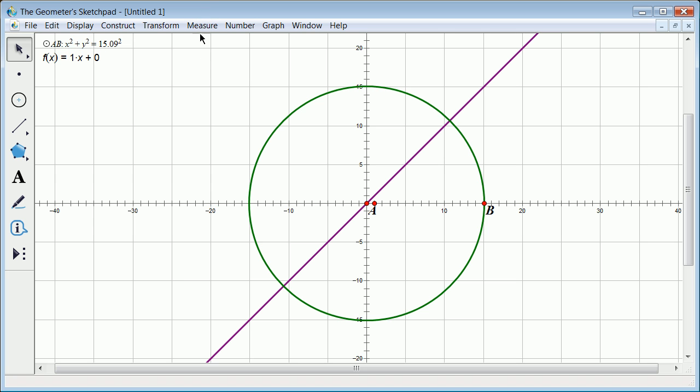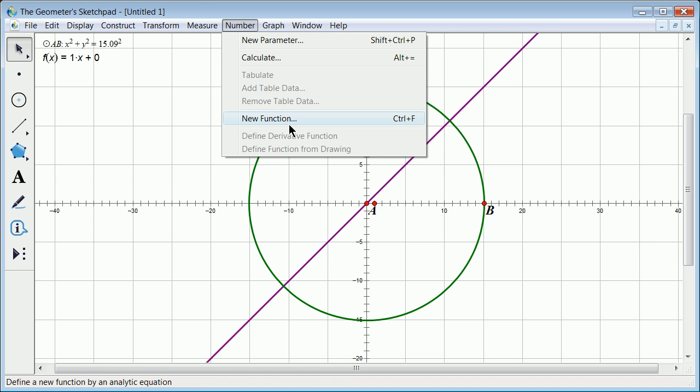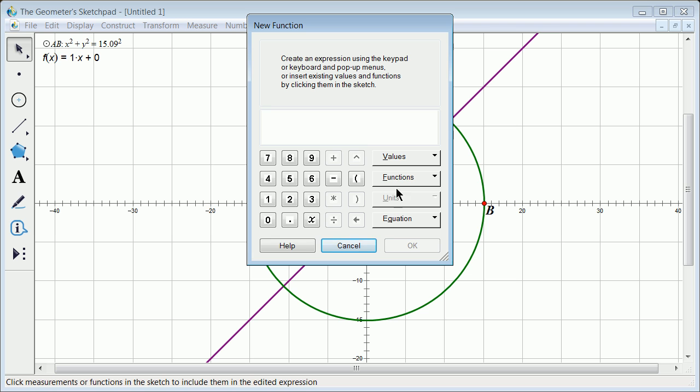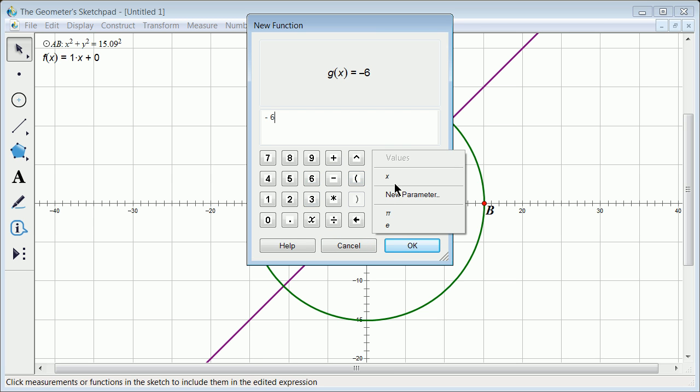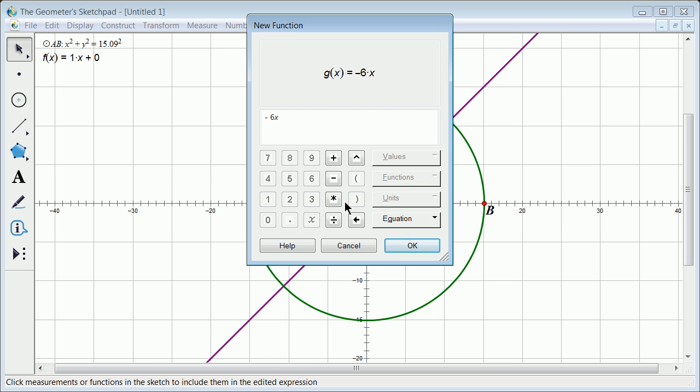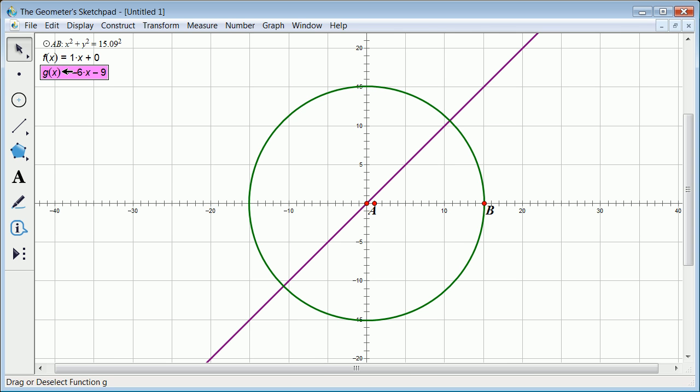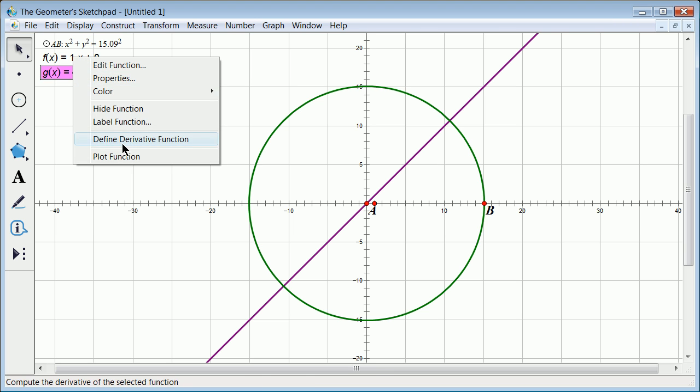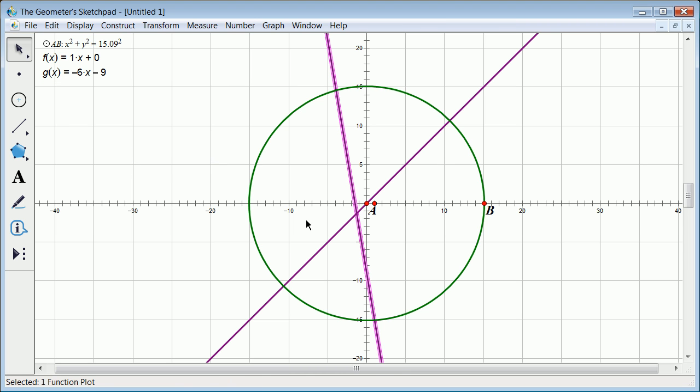We can now go to here, and we can go measure, we can go number, we can go new function, and now we can have the value equals maybe, let's see, maybe minus 6x minus 9. And we can hit OK there. And then we can go to here and hit right click and plot the function. And we get, in effect, that other line.